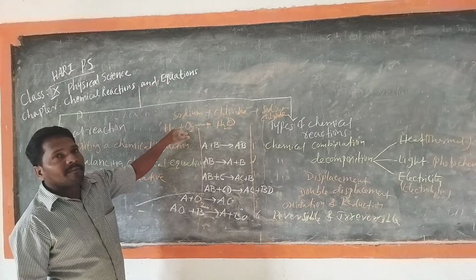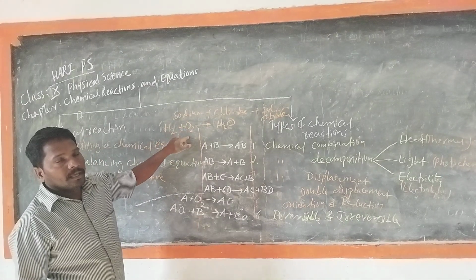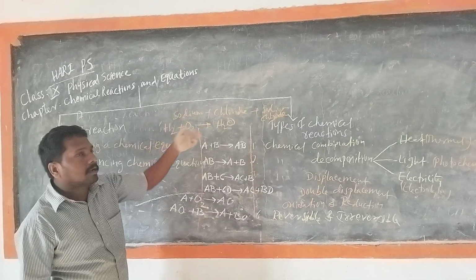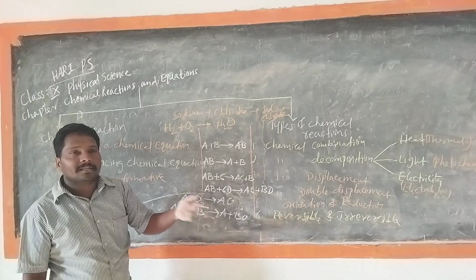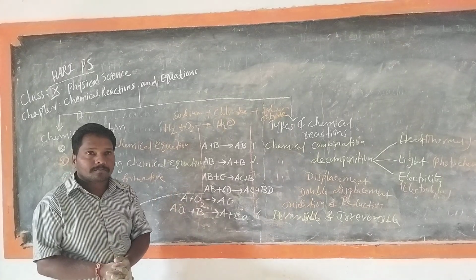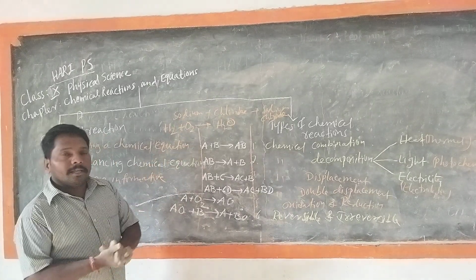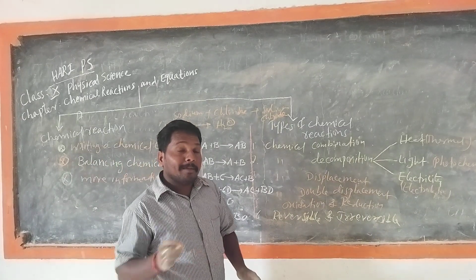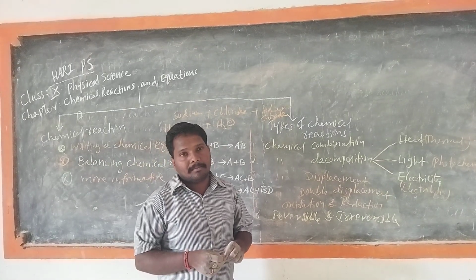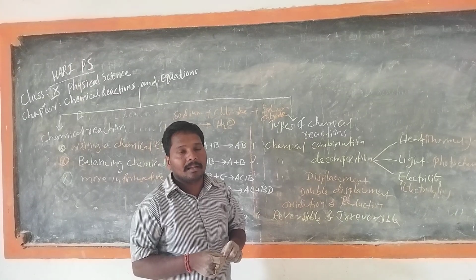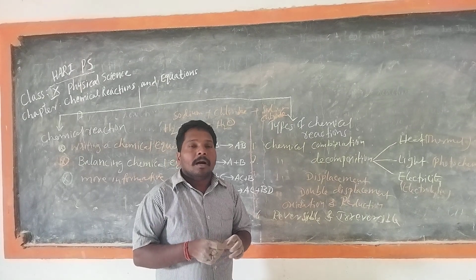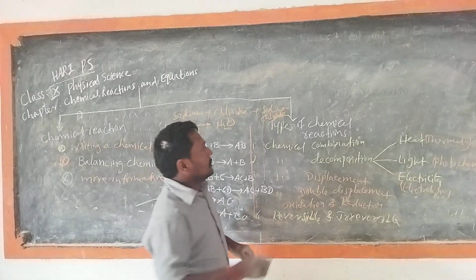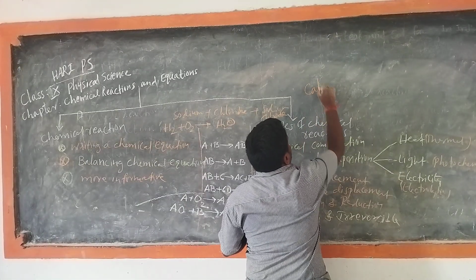Identify what type of chemical reaction it is. Is it a chemical combination, a chemical decomposition, a chemical displacement, oxidation, or reduction? And then one of the important things: some types of chemical reactions are carried out by a catalyst.